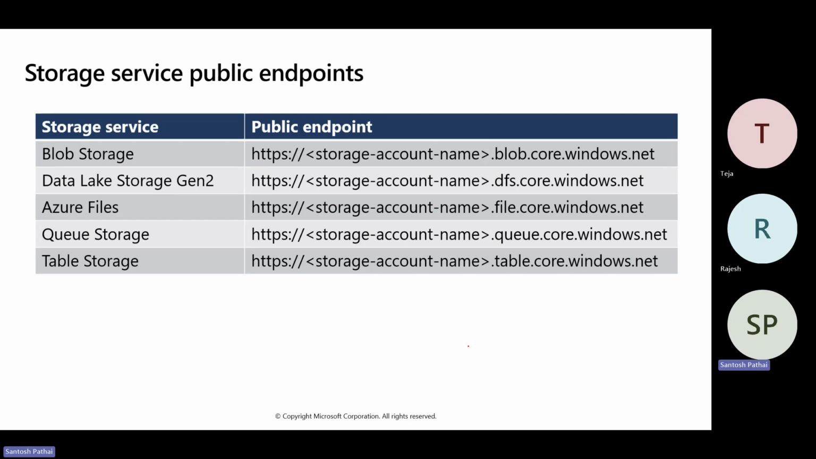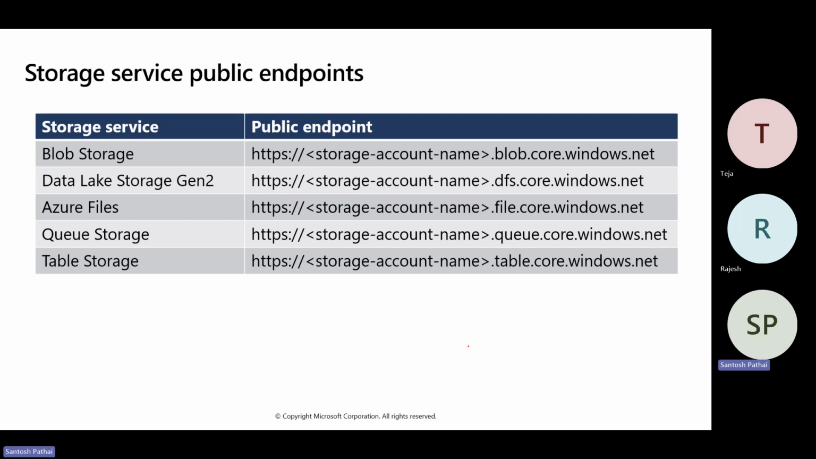Now you have storage service public endpoints. So how can you access your storage publicly? You can see you have all the URLs defined. It is storage account name dot blob dot core dot windows dot net if you want to access blob storage. If you want to access Data Lake storage, it is dfs dot core dot windows dot net. For Azure Files, storage account name dot file dot core dot windows dot net. If you want to access queues, then storage account name dot queue dot core dot windows dot net. If you want to access tables, storage account name dot table dot core dot windows dot net.